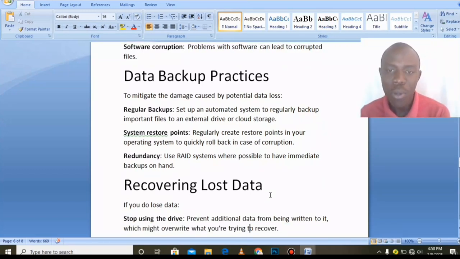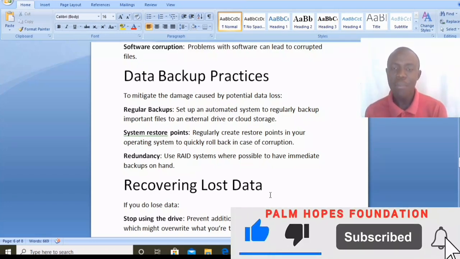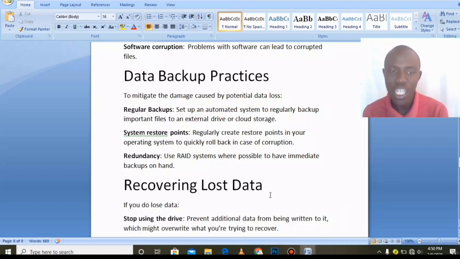So, system restore points. Regularly create restore points in your operating system to quickly roll back in case of corruption. Redundancy. Use RAID systems where possible to have immediate backups on hand.